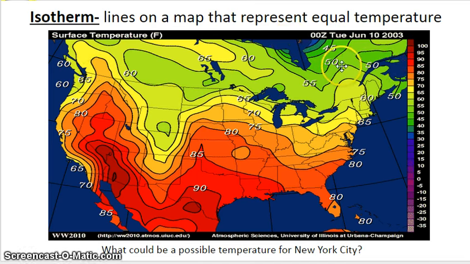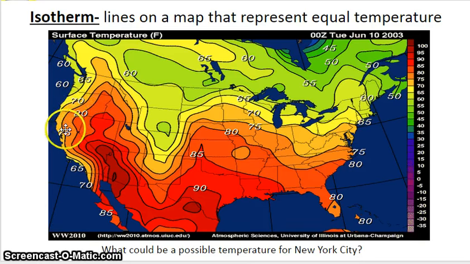So here's what an isotherm map looks like, right? You can recognize this outline. This is the United States. New York City is right where I've got my cursor right now. Every line on this map represents a specific temperature. What you can see is that this line is the 80 line. So it drops here and it comes up over there. That means that every single spot on that line is equal to 80.